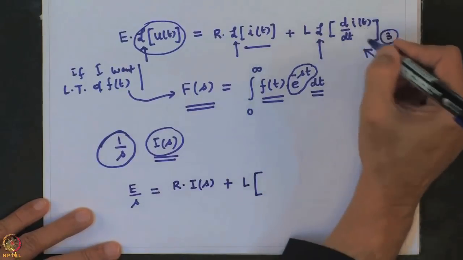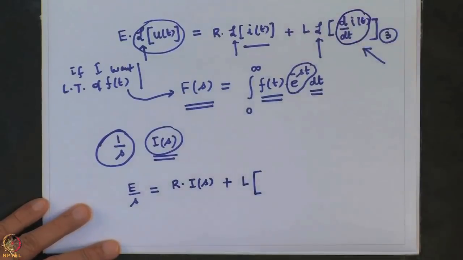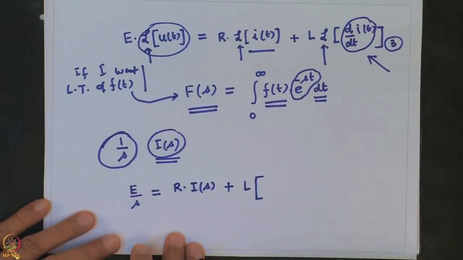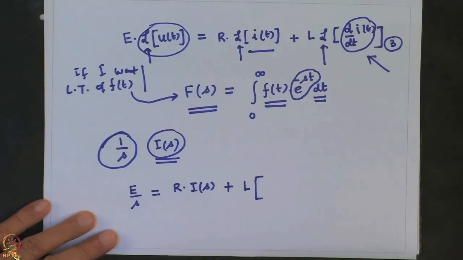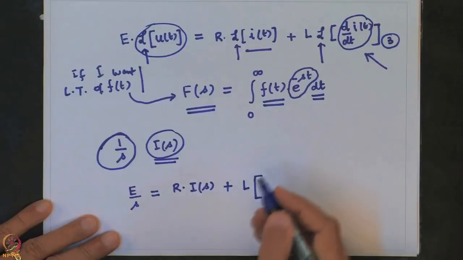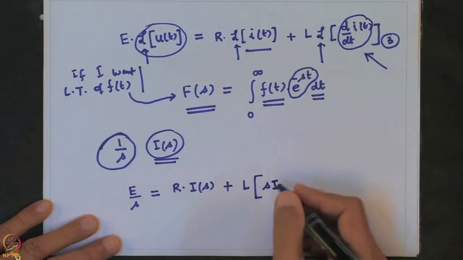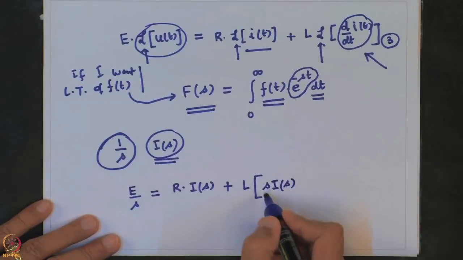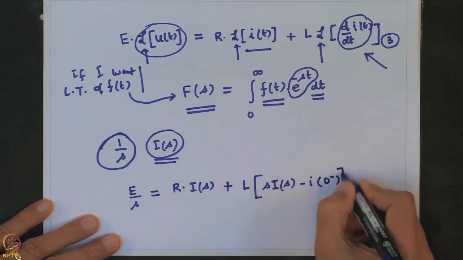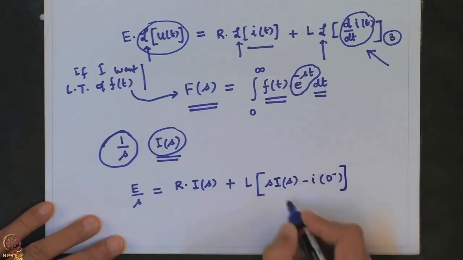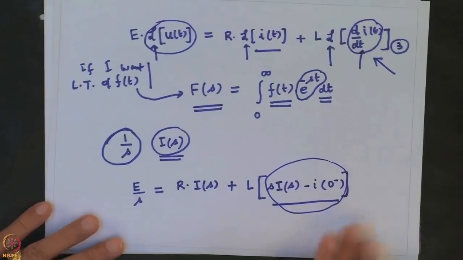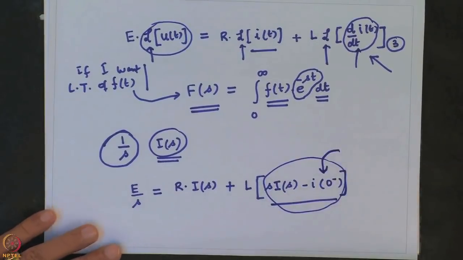Now, this is important. Here we had this derivative term of the current, the response function in this case. So, we need to write the Laplace transform of the derivative of I of t. Now, this of course we have seen before, will be given by s times I of s minus I of 0 minus. This term is nothing but the Laplace transform of this derivative term, and you can see that it involves the initial condition.